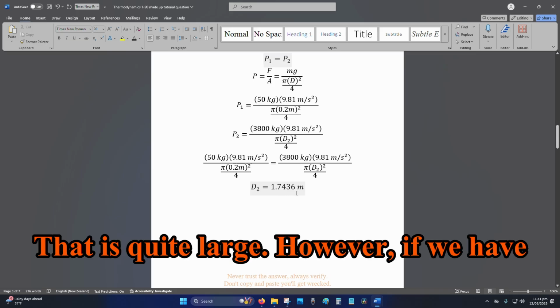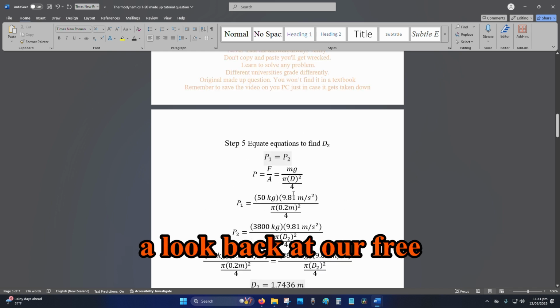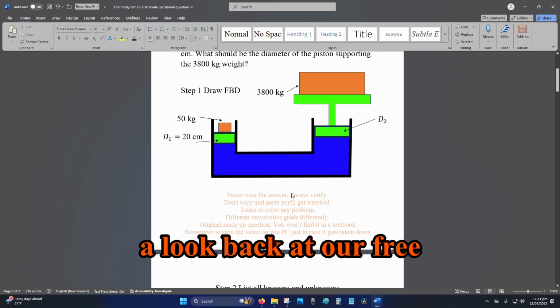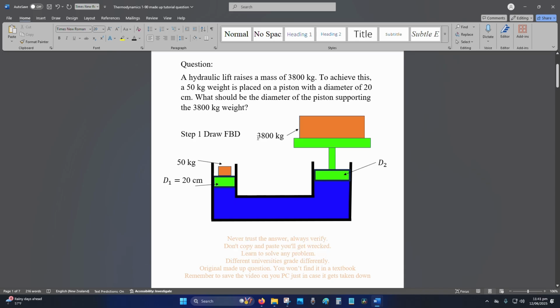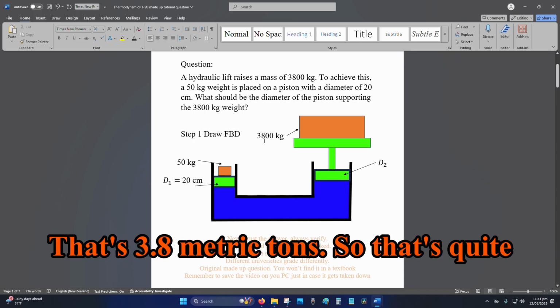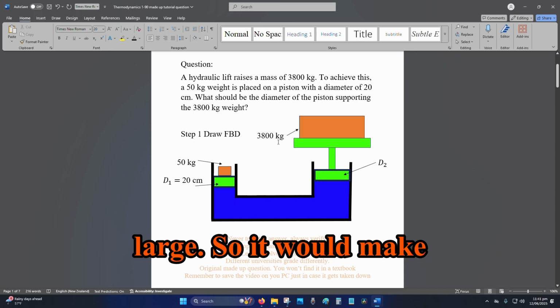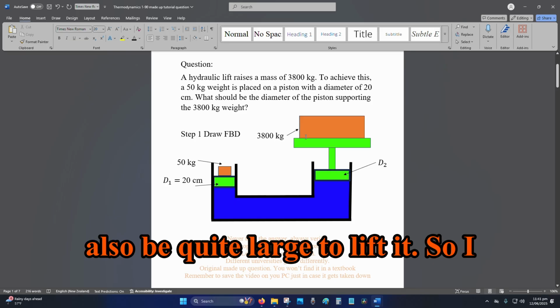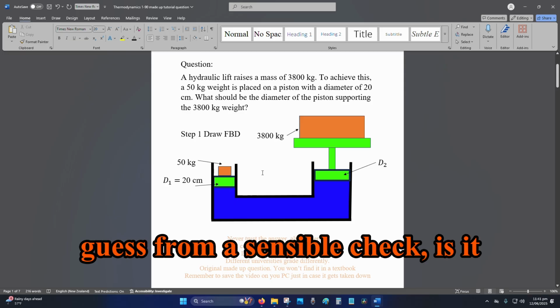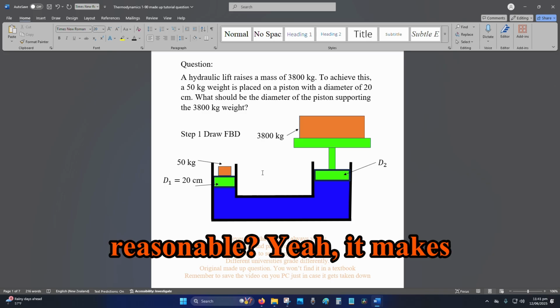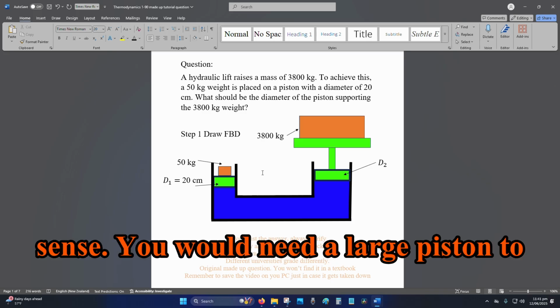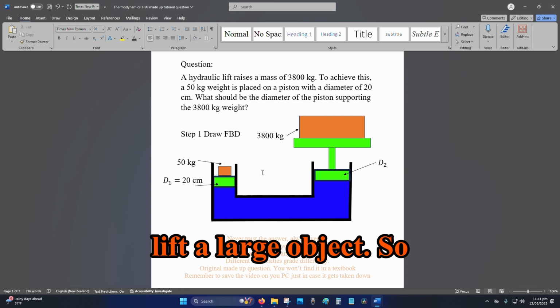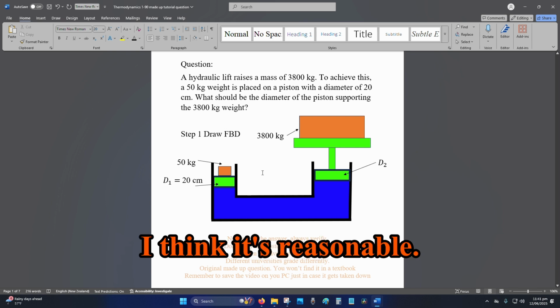That is quite large. However, if we have a look back at our free body diagram, it makes sense. That's 3.8 metric tons, so that's quite large. So it would make sense that your piston would also be quite large to lift it. So I guess from a sensible check, is it reasonable? Yeah, it makes sense. You would need a large piston to lift a large object, so I think it's reasonable.